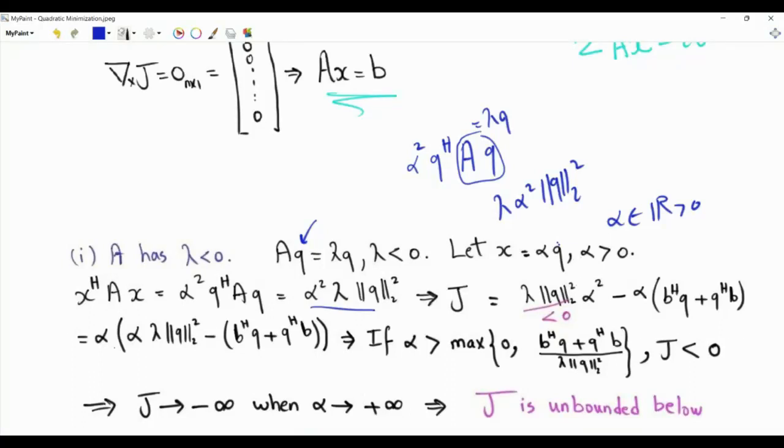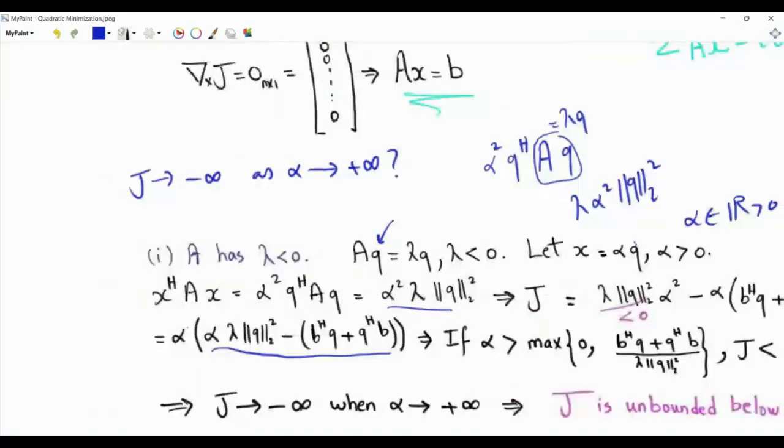Now, take alpha as a common factor. Take alpha as a common factor, and we will get something like this. Can we make J go to minus infinity as alpha goes to plus infinity? Yes. And the reason is, this bracket here can be made negative by choosing an alpha that is large enough.